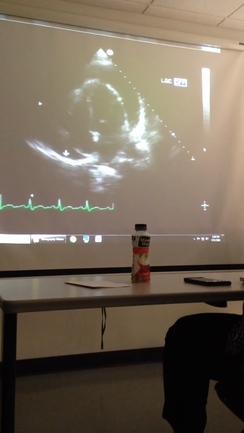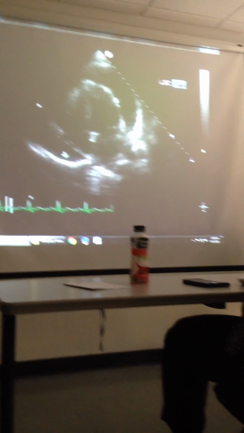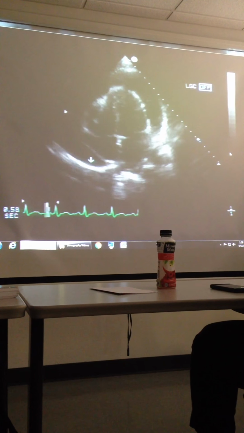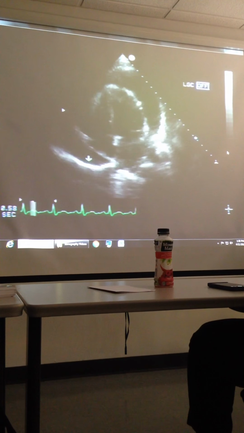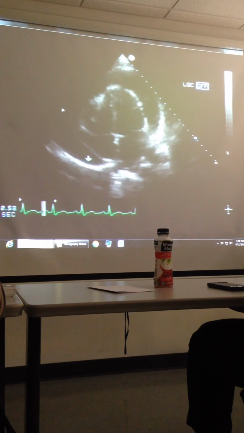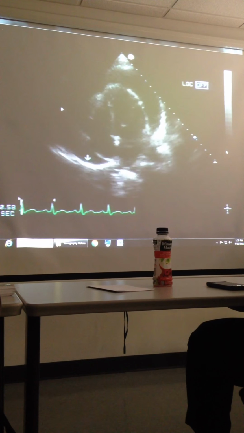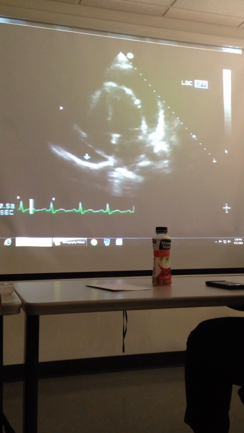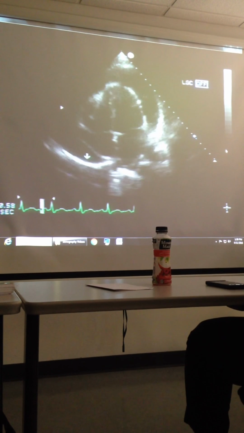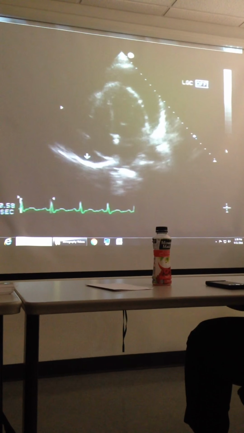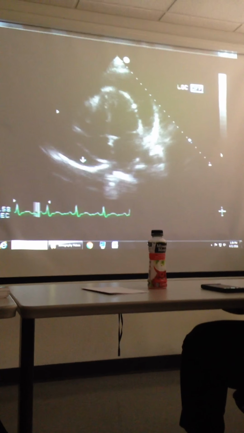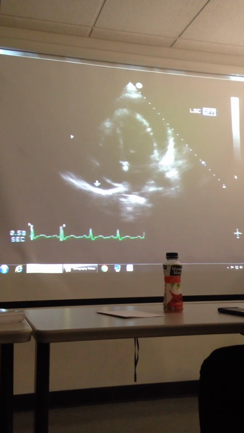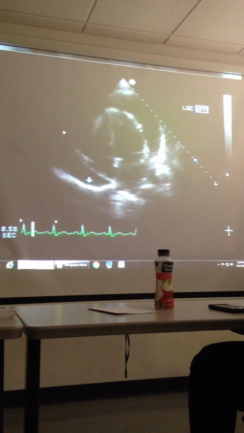In the apical 4, what is the arrow pointing to? Is this the diaphragm, the liver, the parietal pericardium, or the visceral pericardium? Yes, you're right. That's the parietal, the one outside. The visceral is attached to the heart. You're correct. So this is the parietal pericardium that the arrow is pointing to. The visceral pericardium adheres to the wall itself.